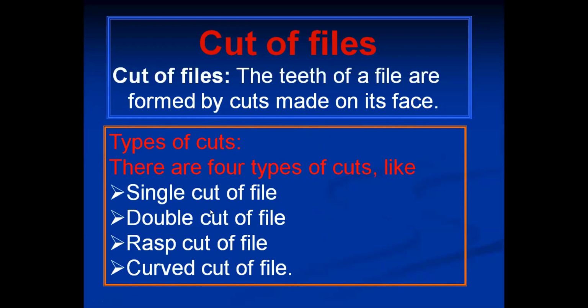First one, single cut file. Second one, double cut file. Third one, rasp cut file. And fourth one, curved cut file. So, single cut file, double cut file, rasp cut file, and curved cut file. We will see them one by one: what is single cut file, double cut file, rasp cut file, and curved cut.